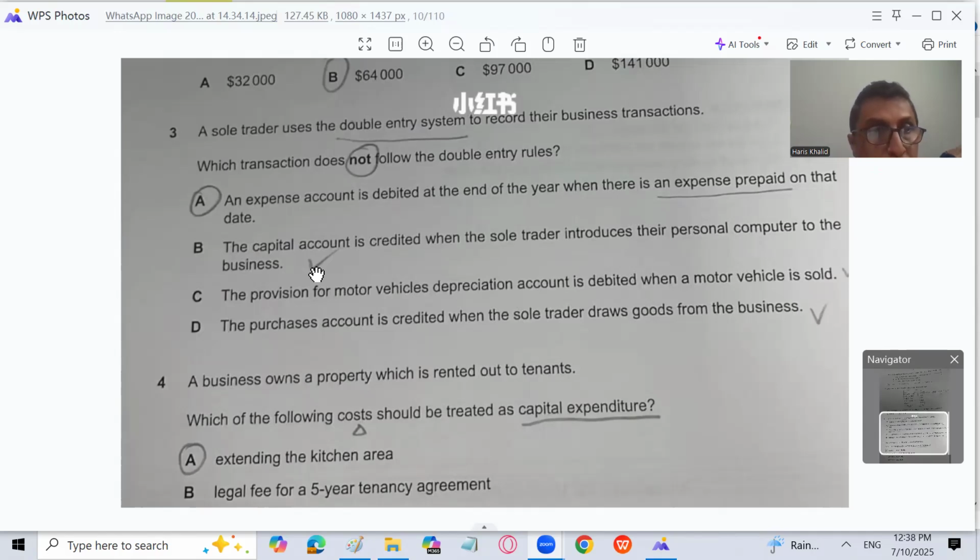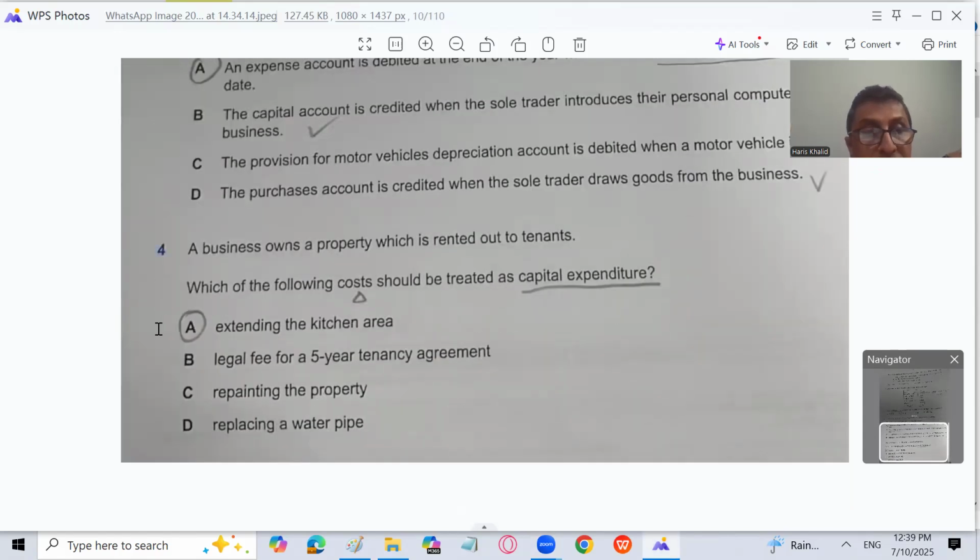That is also fine. So A is the answer, because that transaction does not follow the double entry rules. We know that expense is debited, but when there is a prepaid expense, the entry will be prepaid expense debit and expense credit. So we need to credit the expense account, or the amount is subtracted from the expense account. But here, unfortunately, we have debited expense at the end of the year for a prepaid expense, which is wrong. So A is the answer.